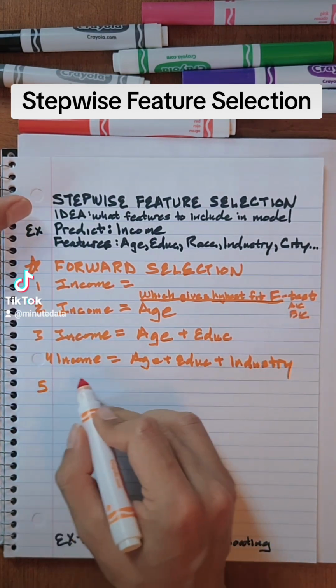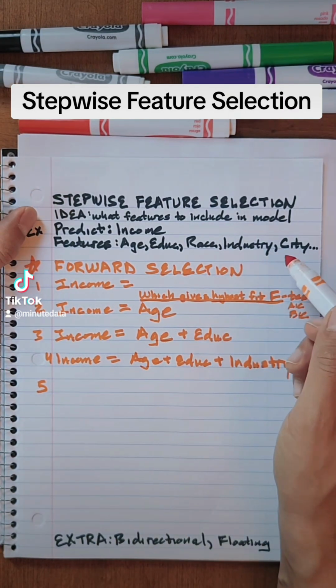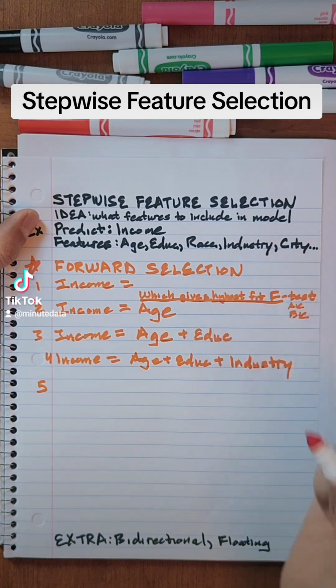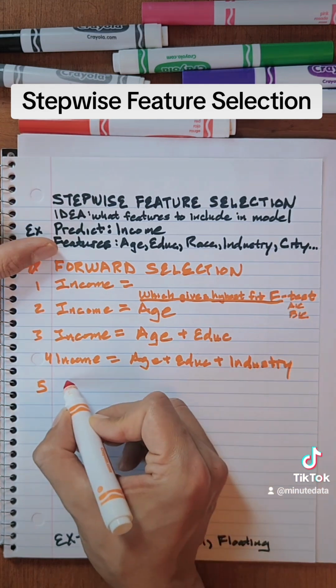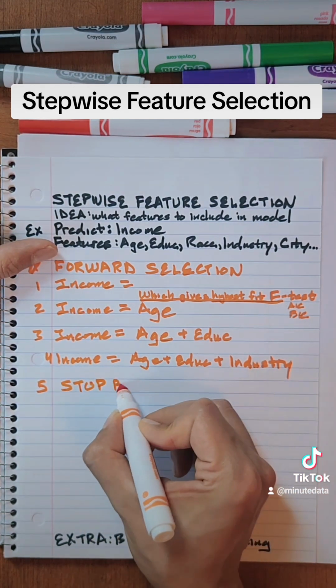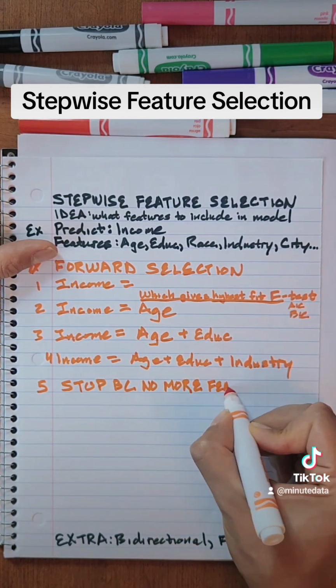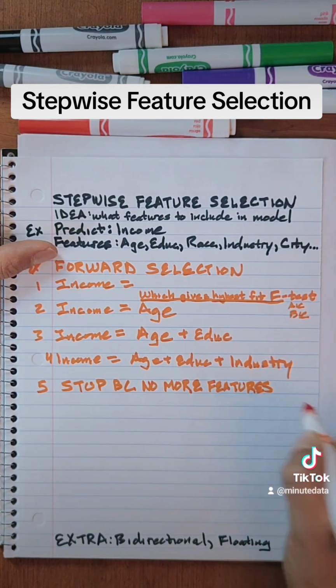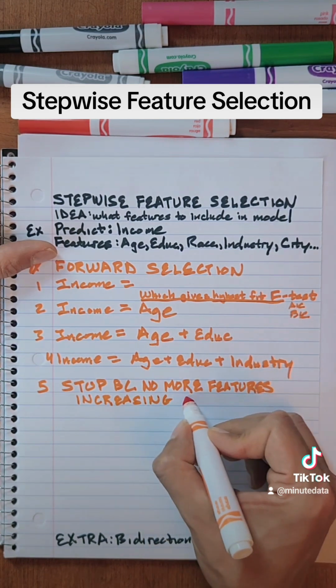Now, let's go to our final step. It could be our final, it could not be. But let's say here, we loop through the F scores of including city and race, and we find out there's actually no statistically significant increase in our fit. So here, we stop, because there are no more features that increase our fit. No more features increasing our F score.